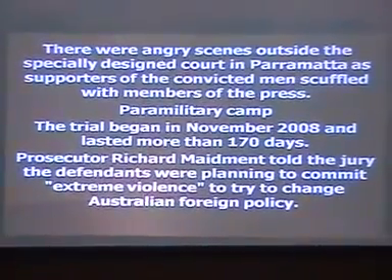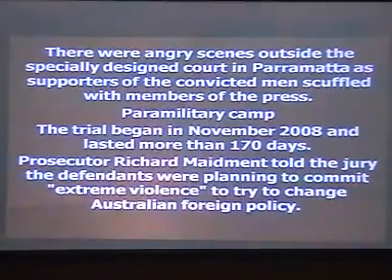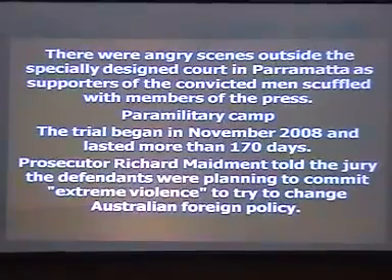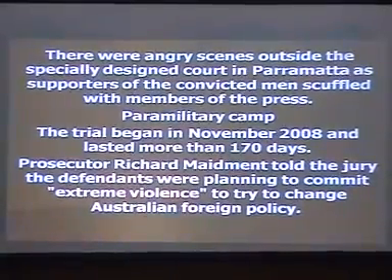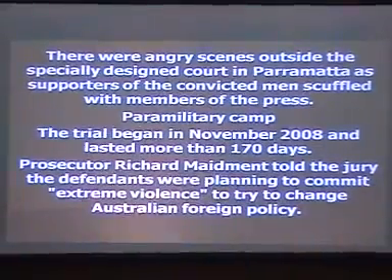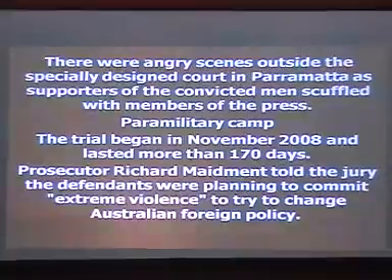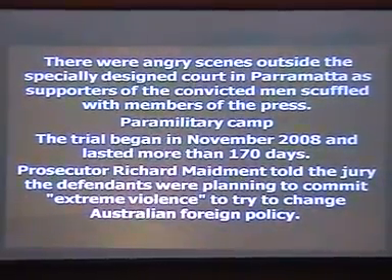There were angry scenes outside the court in Parramatta as supporters of the convicted men scuffled with members of the press. Paramilitary camp. The trial began in November 2008 and lasted more than 170 days. Prosecutor Richard Bateman told the jury the defendants were planning to commit extreme violence and trying to change Australian foreign policy. Mr. Bateman has said they were motivated to pursue what they probably saw as a religious cause, that of jihad. The specific targets of attack were not revealed. The names of the men cannot be given for legal reasons. They showed little emotion at the verdict and were remanded in custody until 14th December.